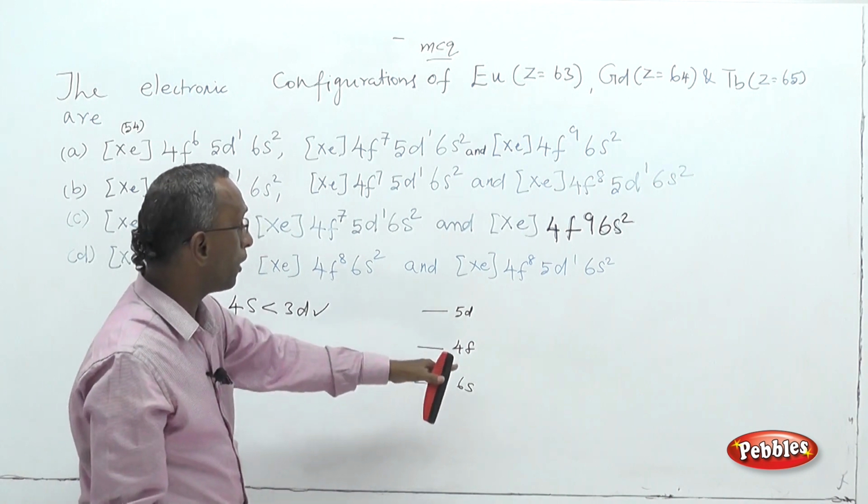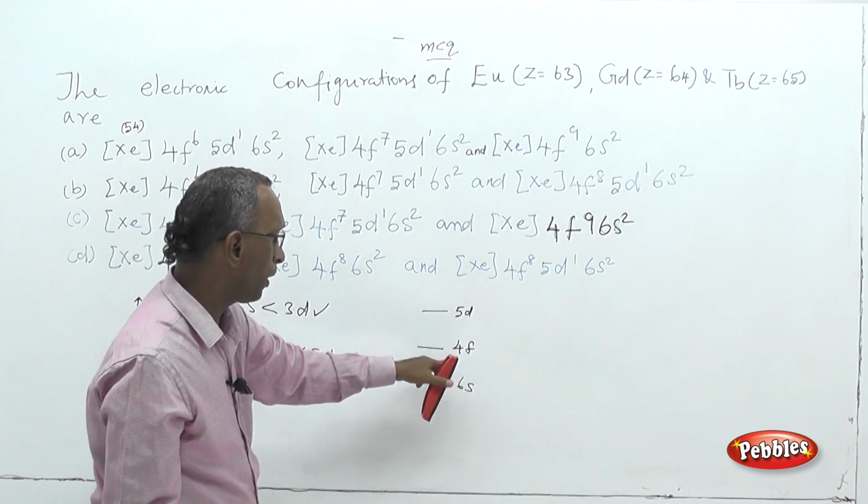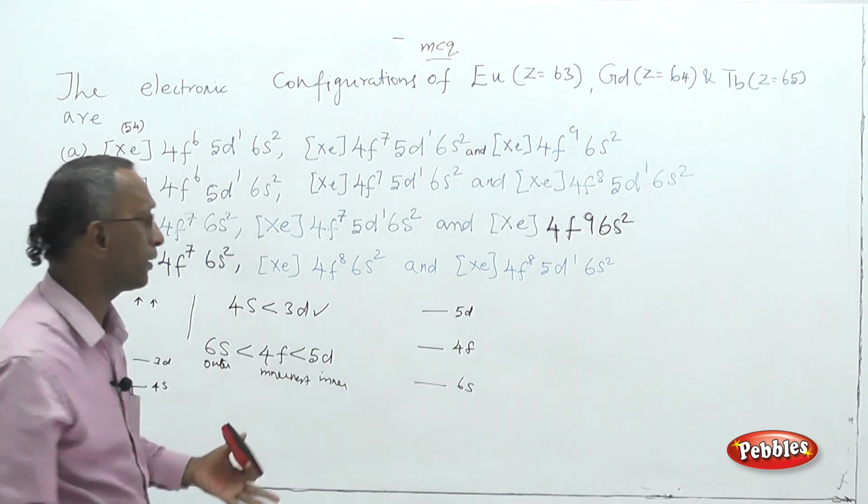6, 4, it may appear as though 5 is the topmost. It is not like that. 5 represents the inner shell. 4 represents the innermost shell. 6 represents the outer shell. Outer shell has the lowest energy.